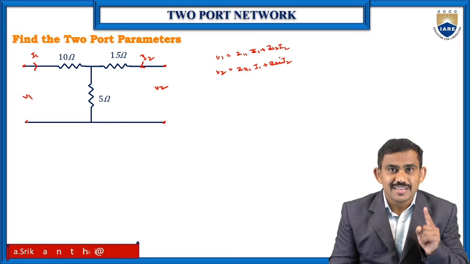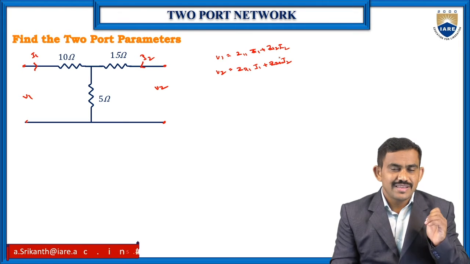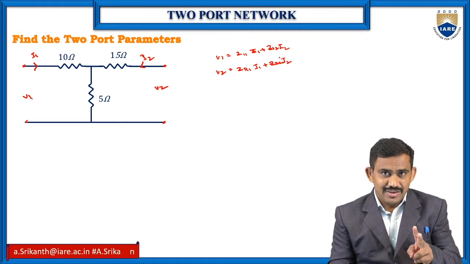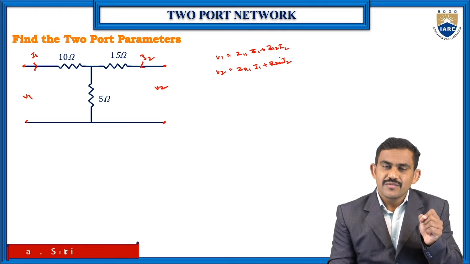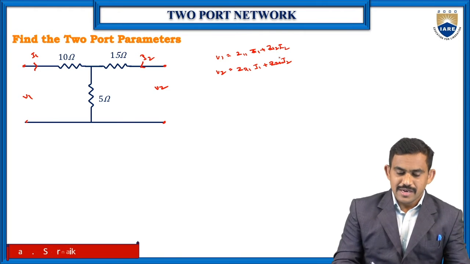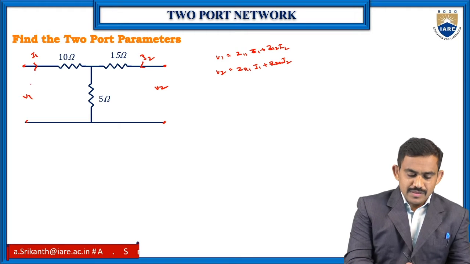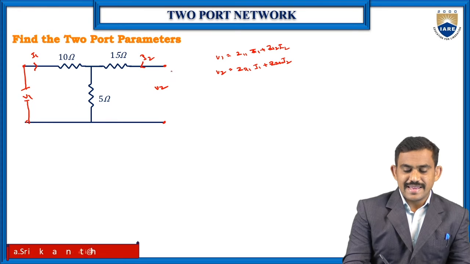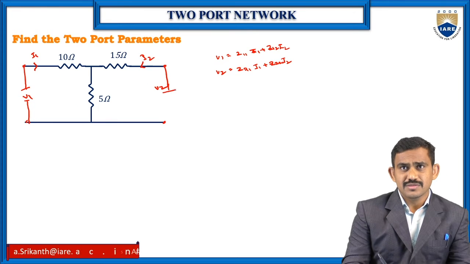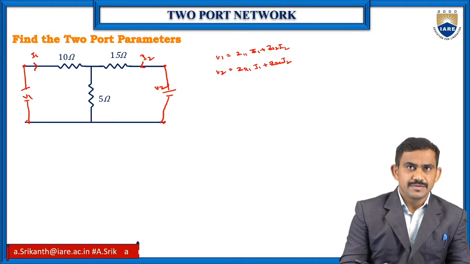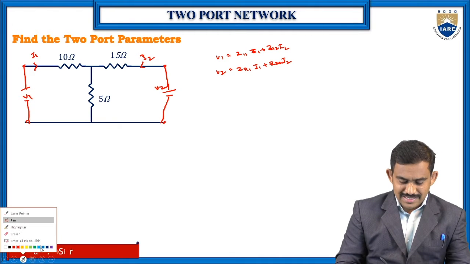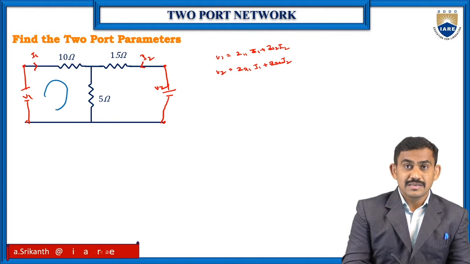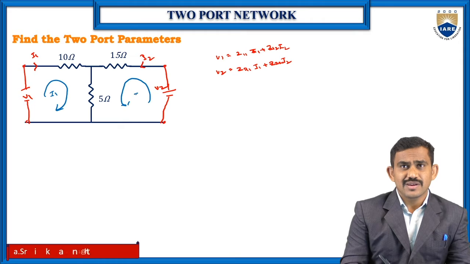When we have a T network, Z parameters are very simple. Now observe here. This is some supply we have, a V1 supply, and here we have a V2 supply. Just assume some voltages. Now go for mesh analysis. So loop 1 and loop 2, here I1 current and here I2 current. Just assume.